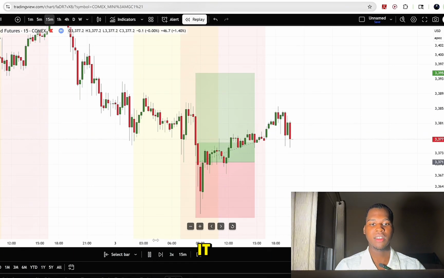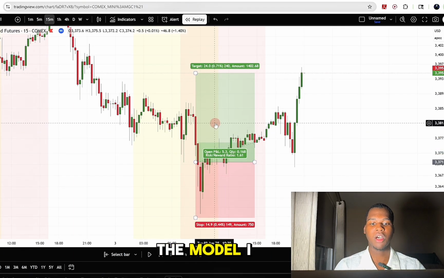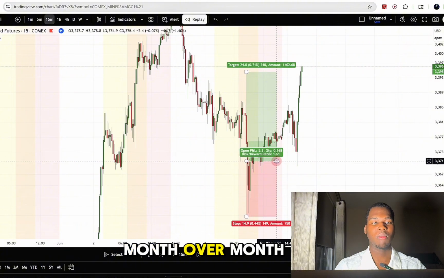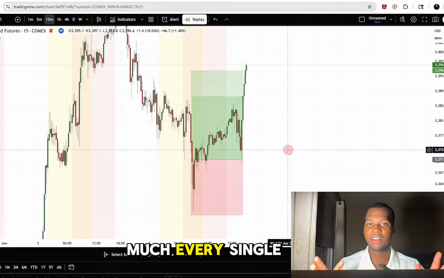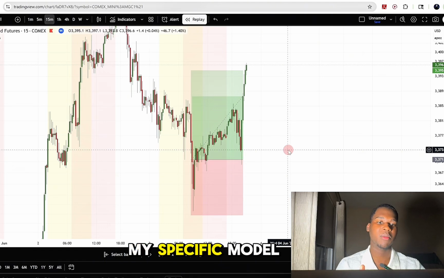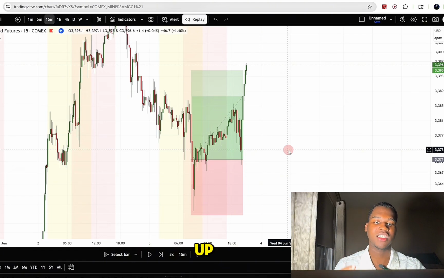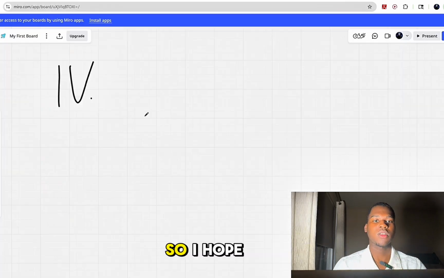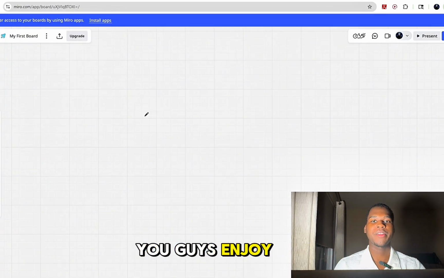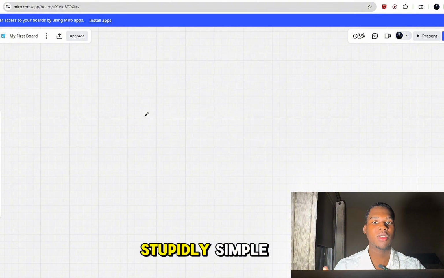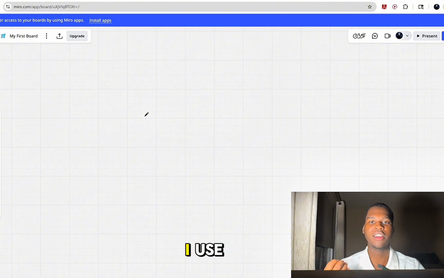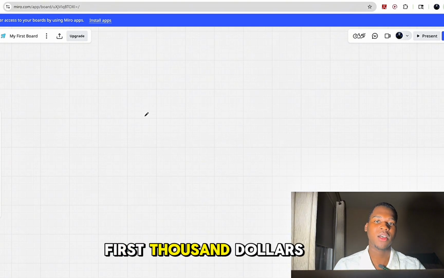And that's it. This model is the model I use month over month over month to be able to have consistency. I don't even trade that much every single month. I wait for my specific model, which is this one, to show up, take a trade every single month, and it works. All right. So I hope you guys enjoyed this small, short YouTube video going over my stupidly simple A+ strategy that I use month over month to be able to make my first $1,000 trading.